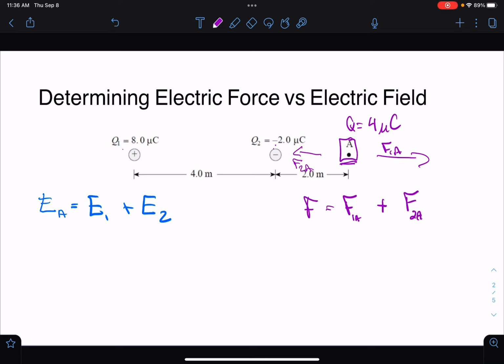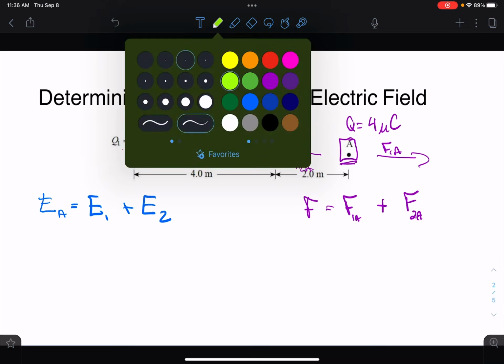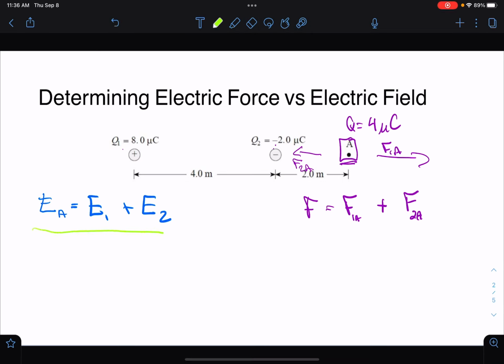All right, so the main difference here really is when we're dealing with our fields, we are just dealing with the source charges at a specific distance. When we're dealing with our forces, the point at which we are determining is also going to have a force, and we're going to look at those individual forces and add them up.